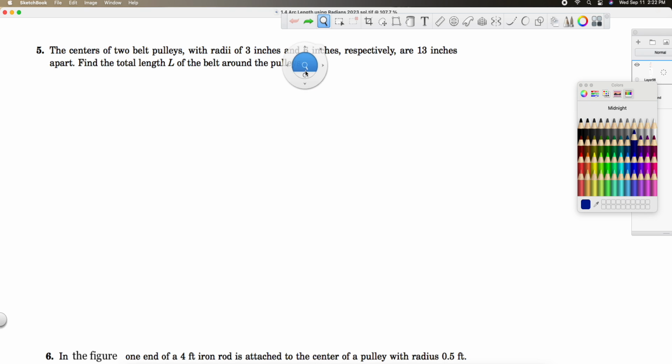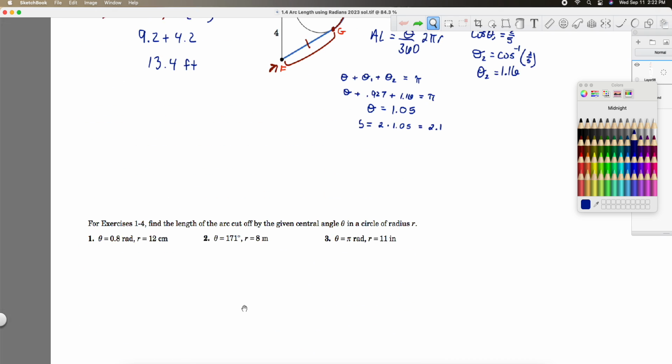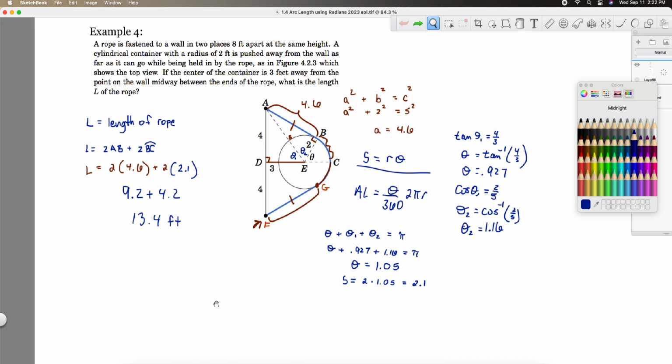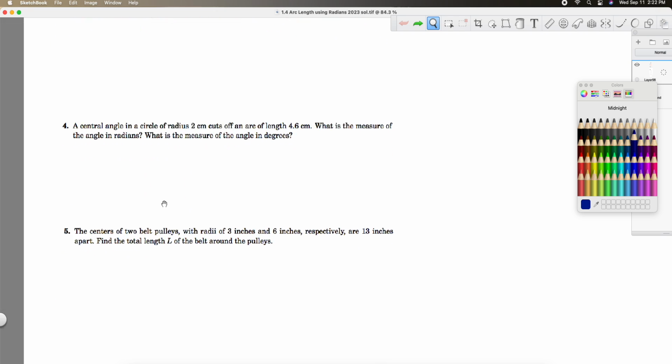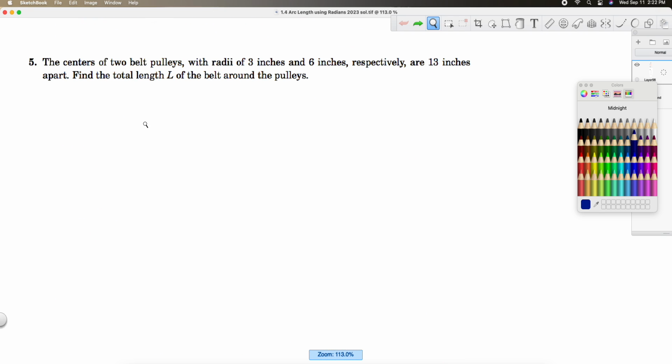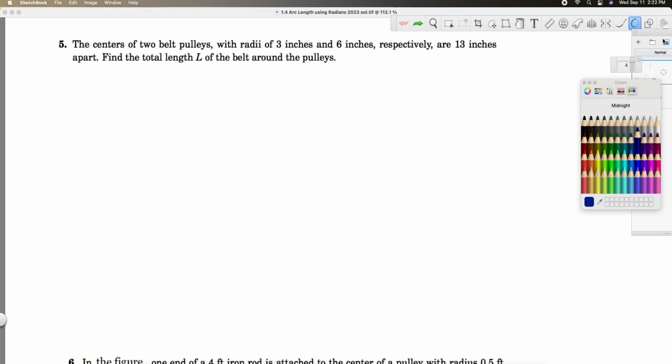On this section, we're doing arc length using radians, and we did this problem today in class, example 4. I think you guys got up through 4. I want to jump in on 5 here, and I think I'm just going to do 5 unless I do this quickly and I change my mind. But let's take a look at this.